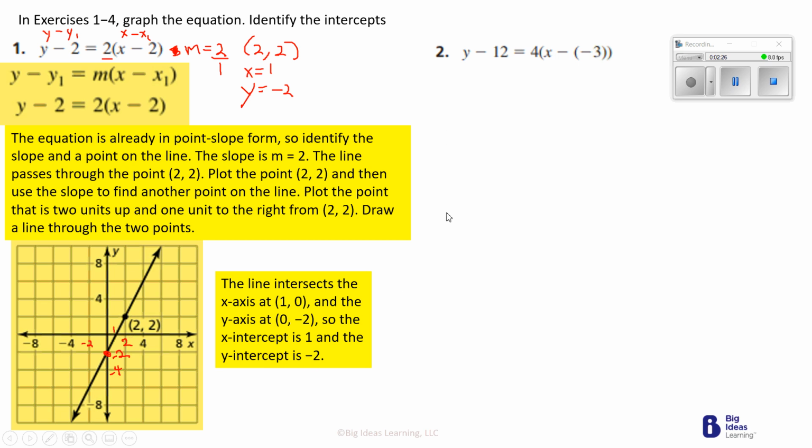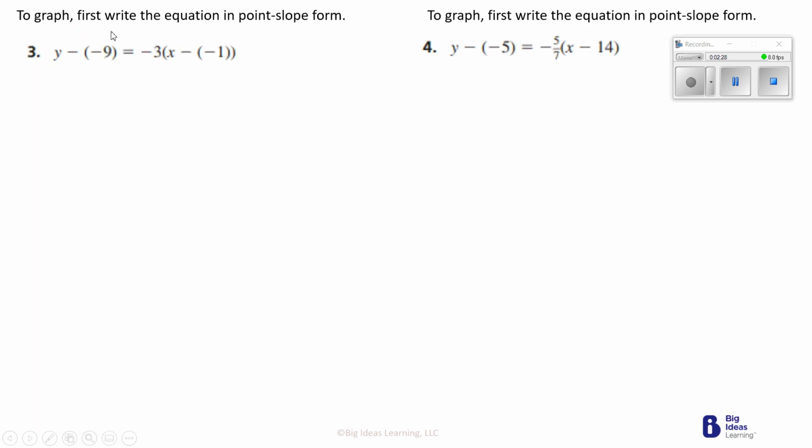All right, number 2 is yours to do. Number 3 says, oh, it's more of the same. So once again, I know just by looking at this, my slope is going to be negative 3. Let's see, I know that it's going to pass through, well, x is negative 1, and they kept it separate, they did not put them together. So that means this is negative 9.